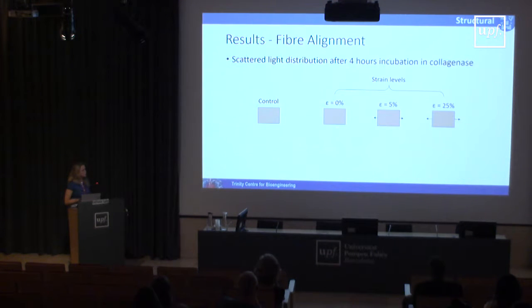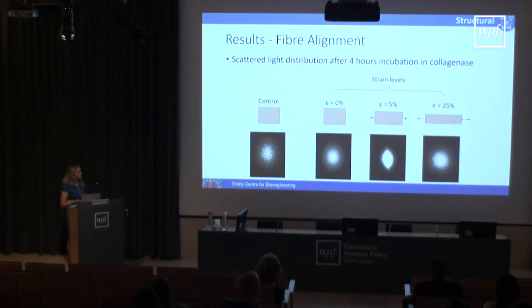So here's the control, and just showing you some schematics. There's our strain applied to our samples. And this is a representative small angle light scattering image from one interrogation region, which is like 250 micron by 250 micron. This is what the typical small angle light scattering images look like, representative, as I said, across all of that sample.